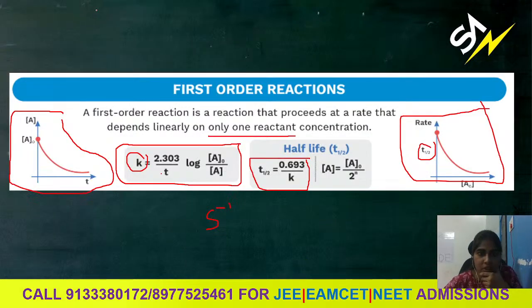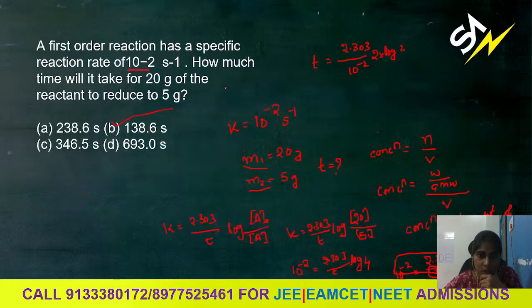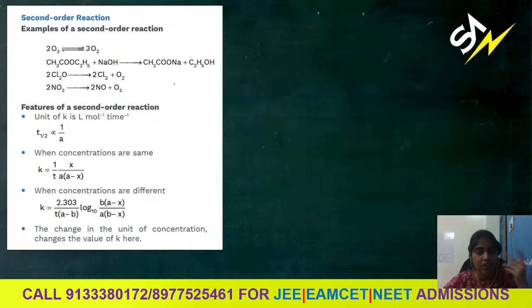Here the definition of first order reaction: a first order reaction is a reaction that proceeds at a rate that depends only on one reactant concentration. Since this depends only on one reactant concentration, it is a first order reaction. If it depends on two reactant concentrations, or if we take the molecule as two molecules, then the rate of reaction depends on both the molecules. Such types of reactions are called second order reactions.